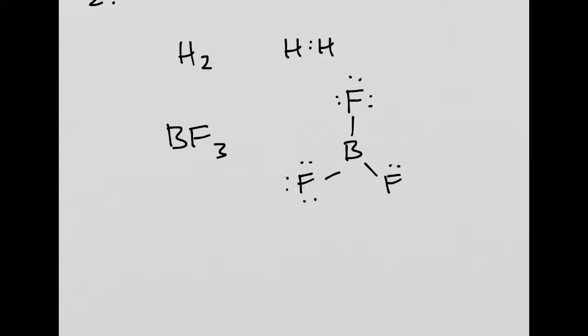Fluorine has the octet filled, right? Each of the 3 fluorines have 8 around them. But the boron only has 6 electrons as a result of the covalent bonds that it has there. And that seems rather odd, right?